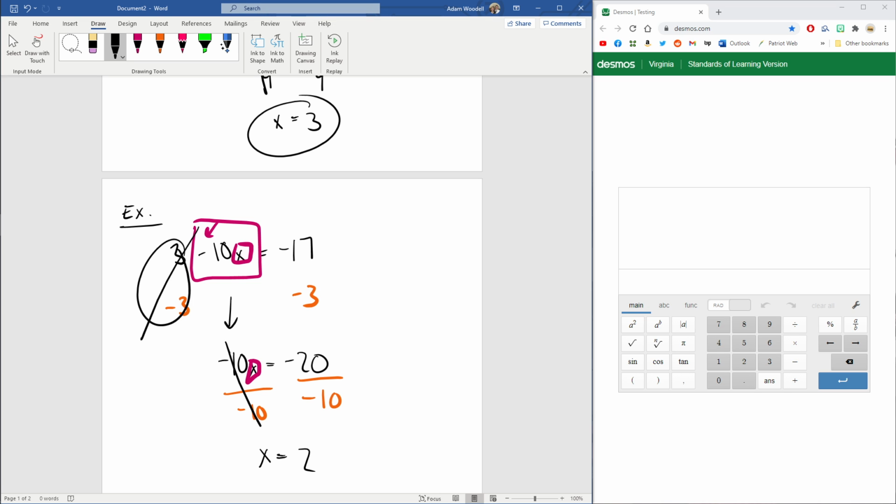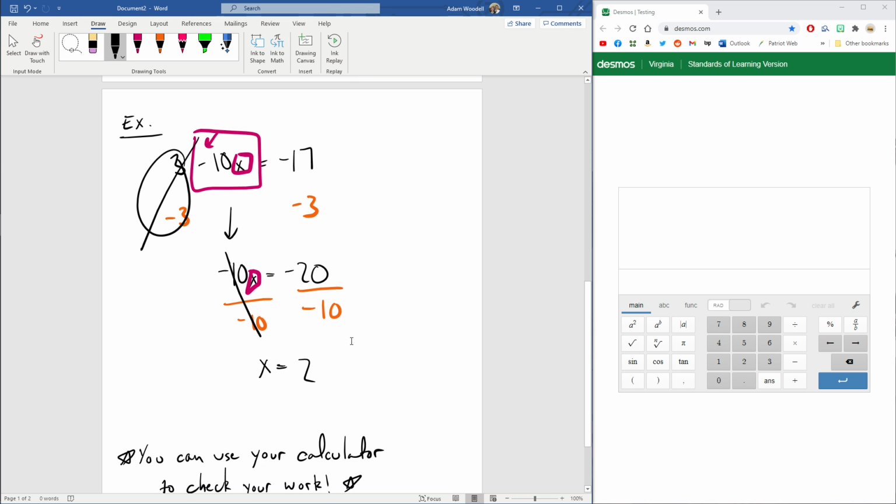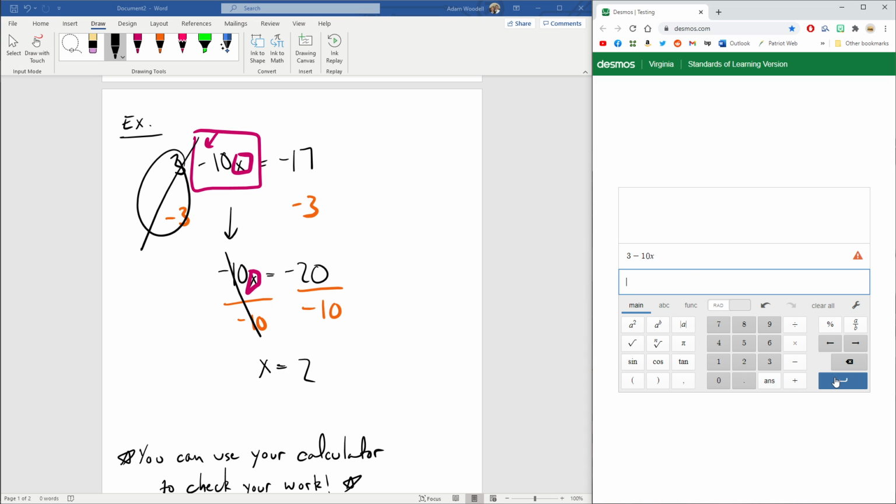Great. So I did my steps, right? I isolated, I did my inverse operations, and I think I know what the answers are. If you guys are ever stuck, you can use your calculator to check your work. So you'll see on my screen, I've got Desmos pulled up right here. So what I'm going to do is check to see if 2 is actually the answer to this question. I'm going to take the left side of the equation, the part that has the variable. I'm going to type that into Desmos, 3 minus 10. And if you hit this ABC button, it opens up the variable so you can type that in. Great. So that was step 1.